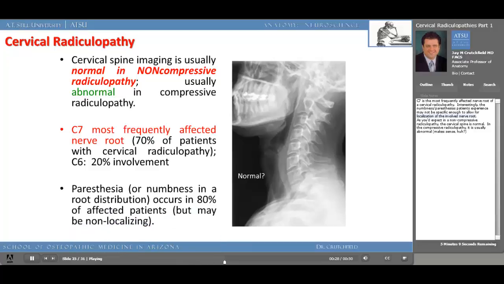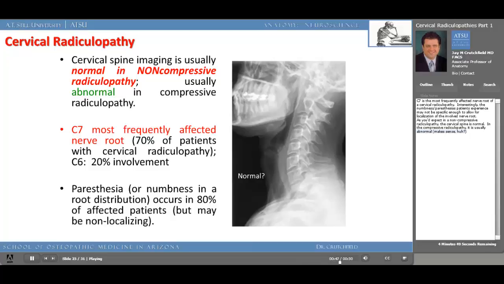Given that C7 is the most frequently affected nerve root of a cervical radiculopathy, it's interesting to note that the numbness and paresthesias may not allow for accurate localization of the involved nerve root, and hence we require imaging with either plain films or MRI.